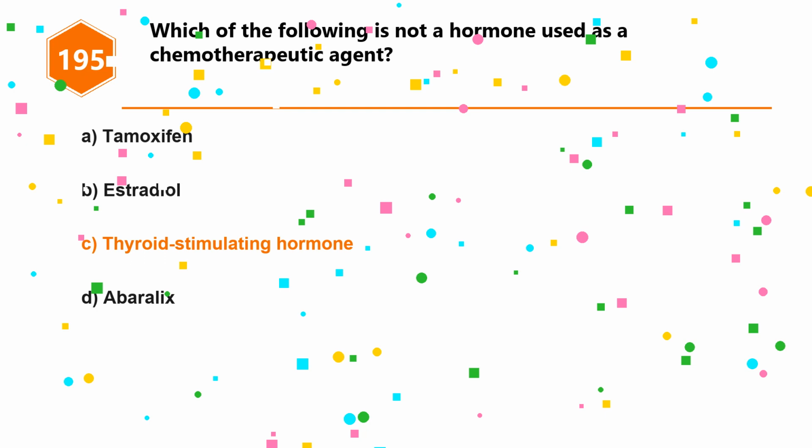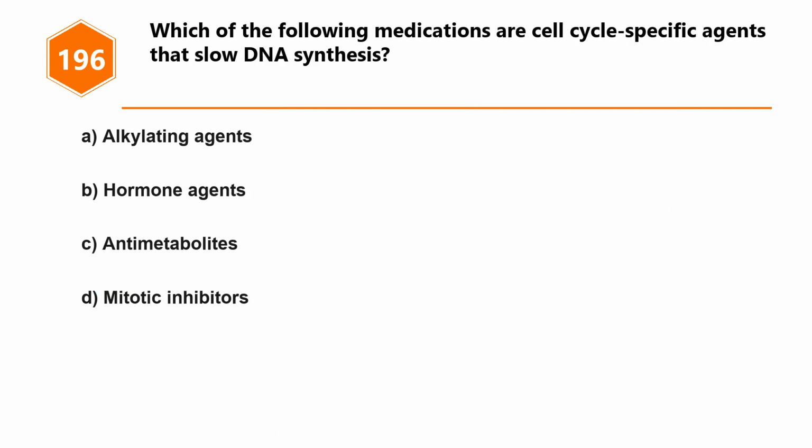The correct answer is option C. Thyroid stimulating hormone. Question 196. Which of the following medications are cell cycle specific agents that slow DNA synthesis? Option A, alkylating agents. Option B, hormone agents. Option C, antimetabolites. Option D, mitotic inhibitors.